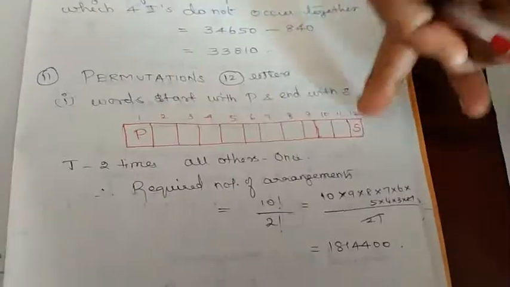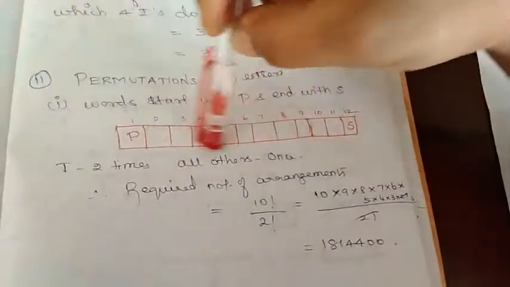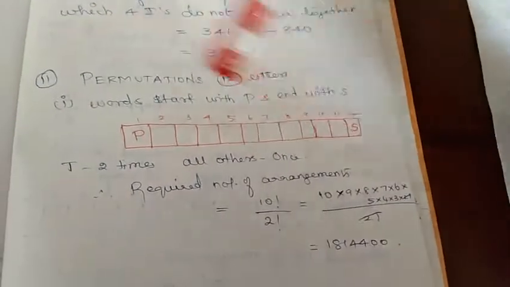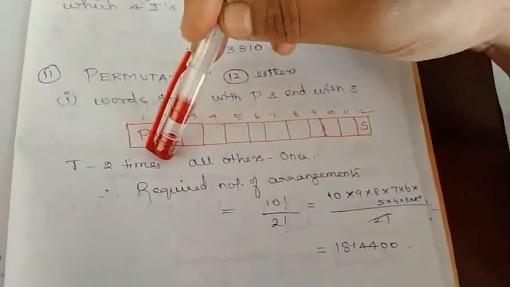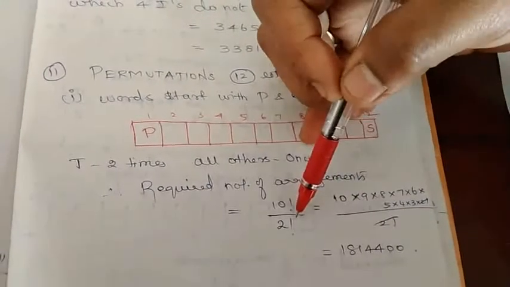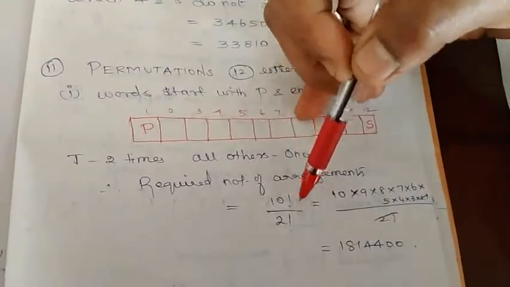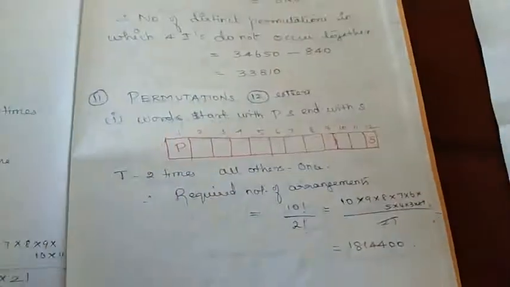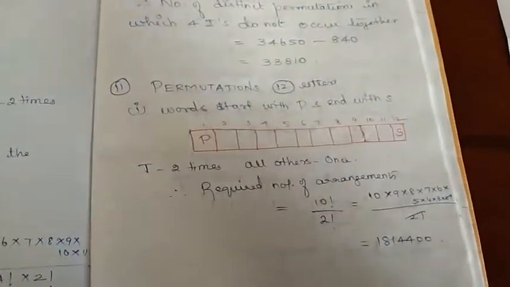Now P and S are fixed. So the remaining 10 positions only have their chances. Out of the 10 positions, one is repeating 2 times. So the number of required arrangements is n factorial divided by p factorial. So 10 factorial divided by 2 factorial. Why is this 10? Because 2 positions have already been fixed, right?